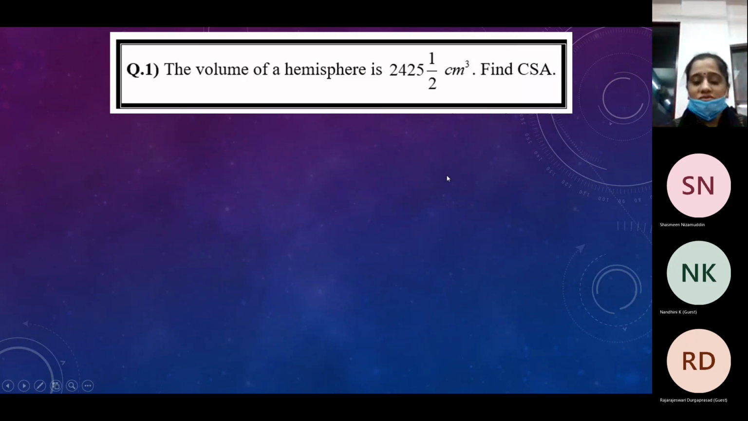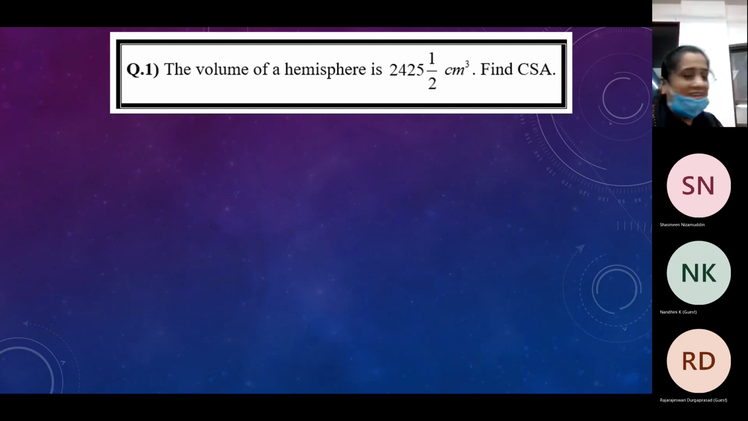Yeah, so this is the first question for today's class. Take down the question and start working. What is the formula to find the volume of a hemisphere? Is he right? 2 by 3 pi r cubed. Is that right?